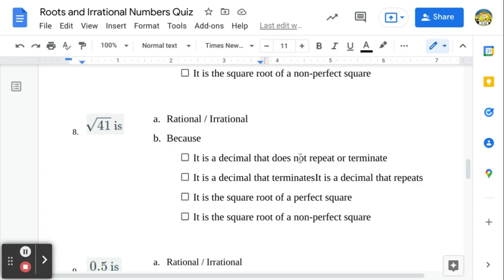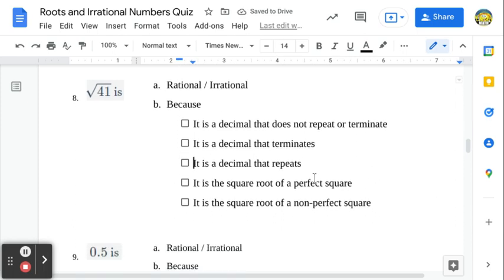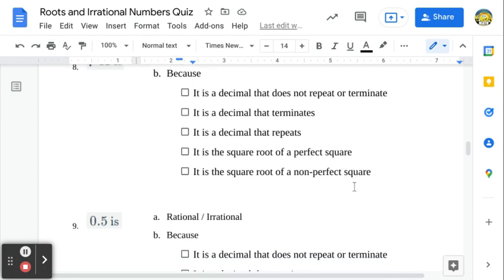It is a decimal that does not repeat or terminate. It is a decimal that terminates. Oops, there we go. It is a decimal that repeats. It is the square root of a perfect square, or it is the square root of a non-perfect square.